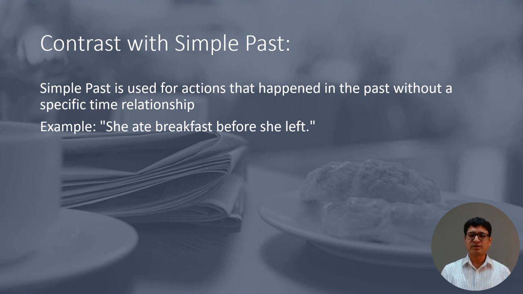Let's look at this example. She ate breakfast before she left. Both these actions took place in the past, and we can also understand that eating breakfast took place before. But the time relationship is not specified in this tense. But when we use past perfect, that means the emphasis is on showing the clear relationship of time. Is it making some sense? If not, let's practice. I hope it will make sense to you.